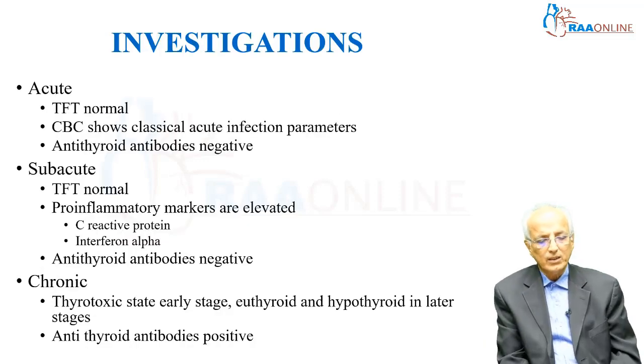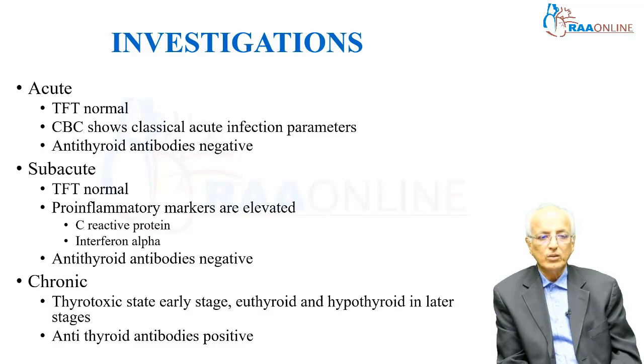Coming to investigations for thyroid disease, in acute thyroiditis, the thyroid functions are normal. Complete blood count shows classical acute infective parameters with increased neutrophils. Antithyroid antibodies are negative. In subacute thyroiditis, thyroid function test is again normal. Most of the pro-inflammatory markers are elevated like C-reactive protein or interferon alpha, whereas antithyroid antibodies remain negative.